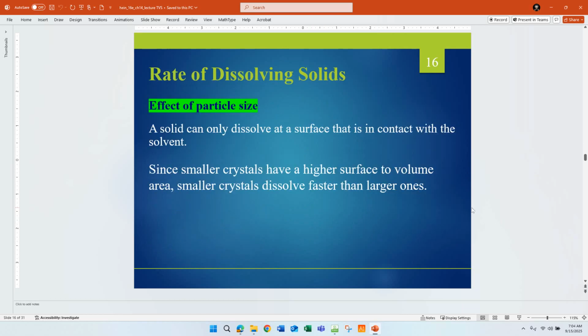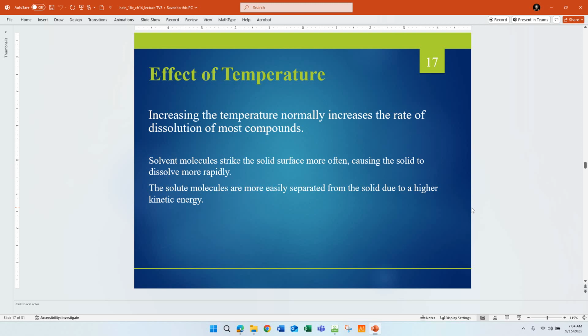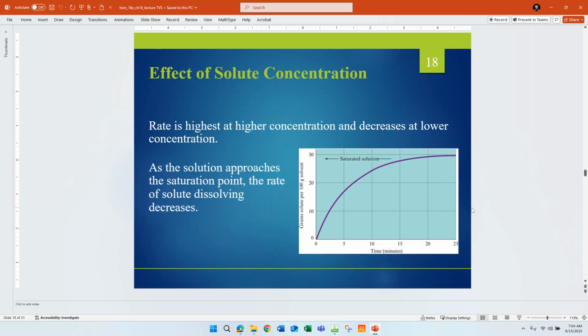All right, so the rate of dissolving solids. So this is like surface area. If I have a big chunk of sugar, it's going to take a heck of a lot longer for it to dissolve in hot or cold water compared to granulated sugar. So the size of the solute does affect how fast it will dissolve. Temperature also affects the rate. You put a cube of sugar in cold water or cold tea versus hot tea, it's going to dissolve faster in the hot tea. So temperature has an effect.